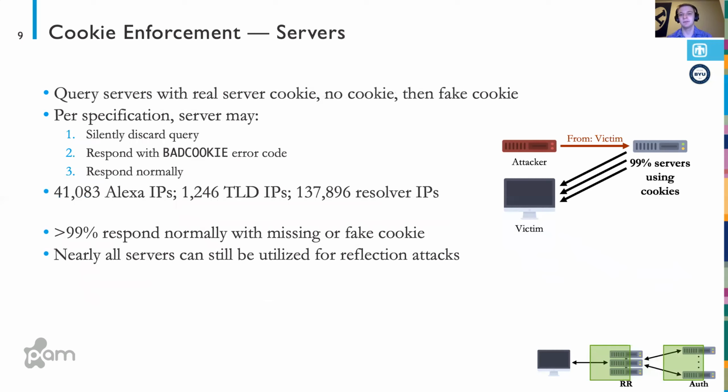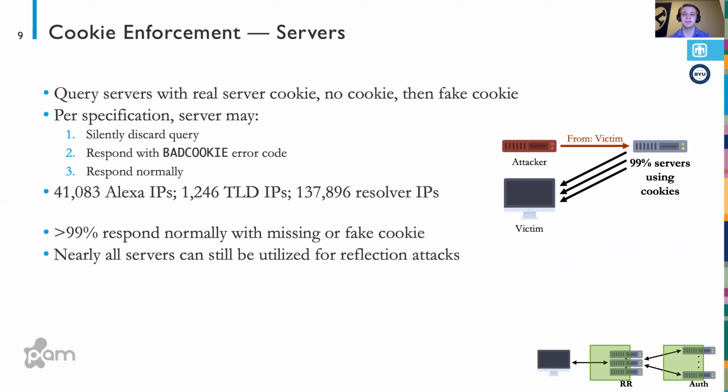So similarly, we looked at enforcement in recursive and authoritative servers. And here what we did is we queried the servers with our client, and we either included a real server cookie that we had previously obtained from them, and then we wouldn't include a cookie, and then we would include an incorrect cookie. And so the specification gives servers 3 different options for how to behave. They're ordered here from most to least restrictive.